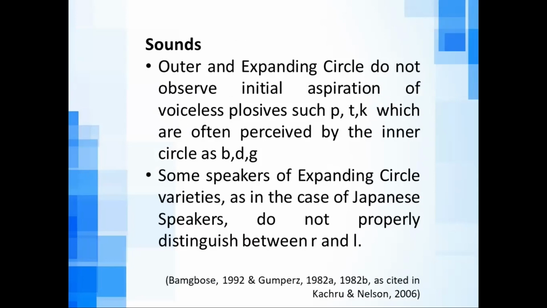Another thing, guys, is with respect to sounds. Outer and expanding circles do not observe initial aspiration of voiceless plosives like p, t, and k, and these are often perceived by inner countries like b, d, and g. Some speakers of expanding circle varieties, as in the case of Japanese speakers, do not properly distinguish between R and L. You perhaps have observed this one. They may have difficulty pronouncing R and L, right?